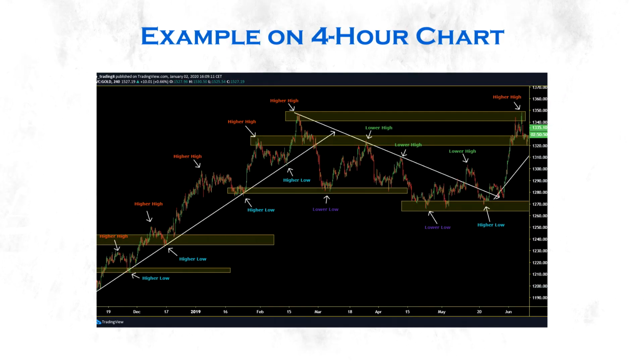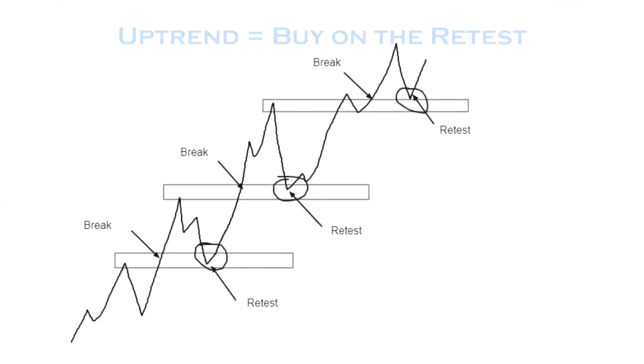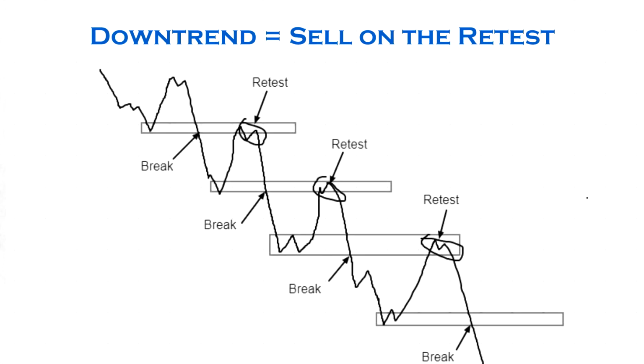All we want to focus on is to wait for a clear break of a significant level and then get in on the retest in the overall trend direction. If we are in an uptrend, we buy on the retest. If we are in a downtrend, we sell on the retest. And this is how we basically do it. I'm going to dive deeper into this topic in another lesson because we have to talk about entry confirmations as well.